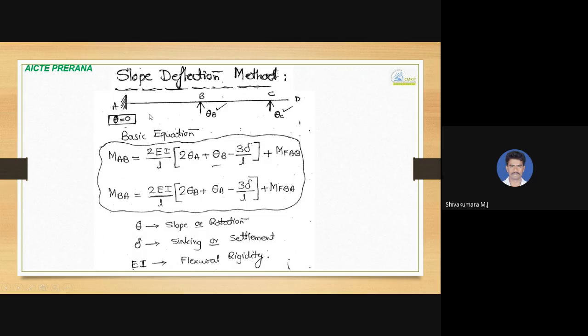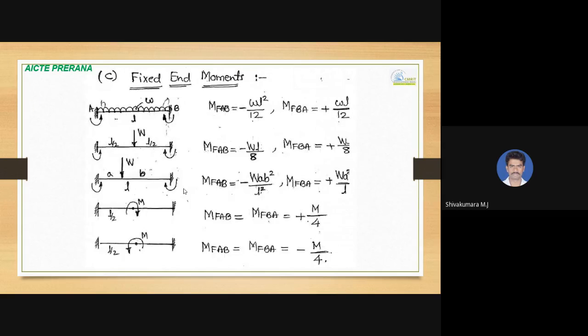Moment at B with respect to A, that is MBA equal to 2EI by L into 2 theta B plus theta A minus 3 delta by L plus MFBA. You just observe over here, in case of MAB, for theta A it is 2 times, and in case of MBA, for theta B it is 2 times. These two basic equations you need to remember, and then fixed end moments for different cases you will have to remember.